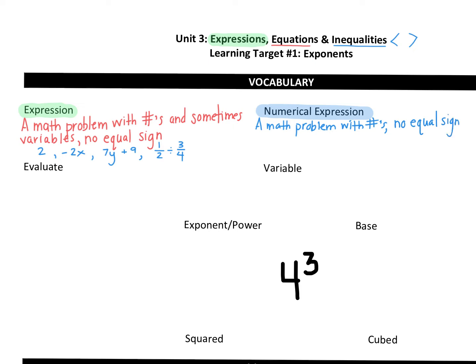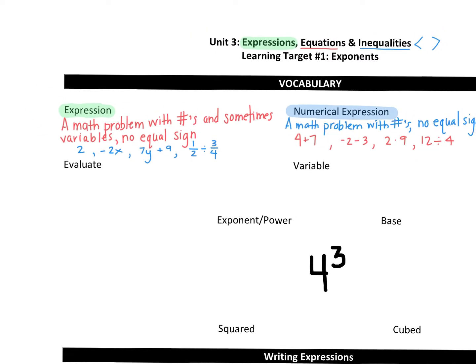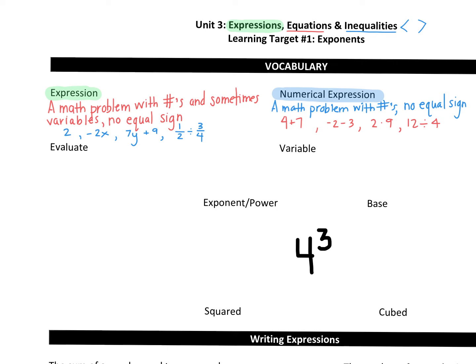An expression can have numbers and can have variables. In this case, this is just something like 4 plus 7, negative 2 minus 3, 2 times 9, or maybe 12 divided by 4. Whatever it might be, it's just a math problem, but it has only numbers, so it's a numerical expression. Okay? So we have two different types of expressions, but really they all fall under one category. As long as they don't have an equal sign, then they're expressions.